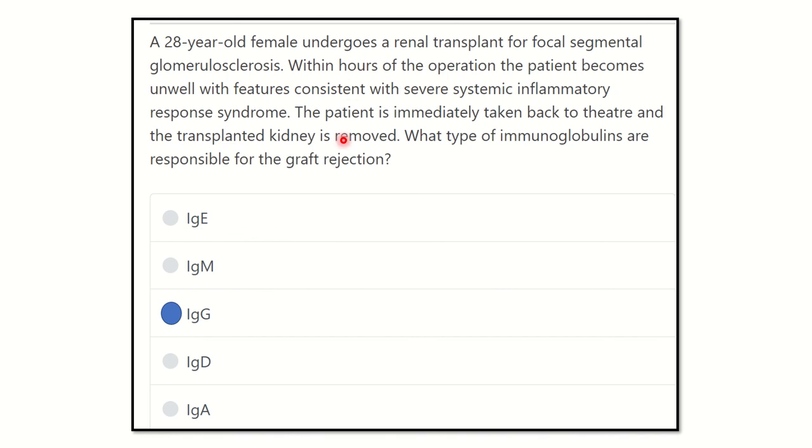The confusion here is the phrase within the hours. With this option, it is a tricky point, and it suggests that it is acute inflammation caused by IgM, but it is not, because these antibodies were present for a longer period of time.